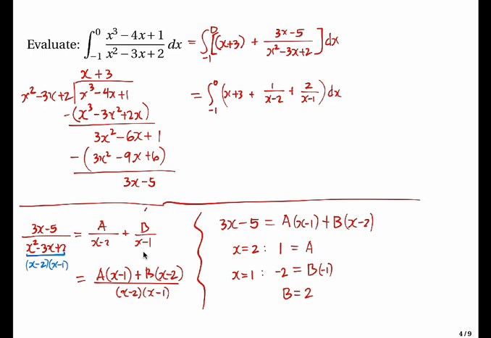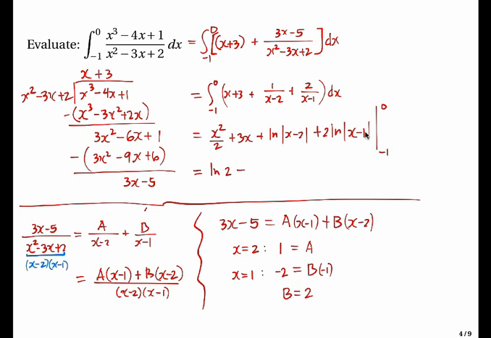With respect to x, we will have x squared over 2 plus 3x plus ln absolute value of x minus 2 plus 2 ln absolute value of x minus 1. And then this is a definite integral, so we evaluate from negative 1 to 0. So at 0, we will have ln of 2. And then in here, you have ln of 1, so that's just 0.